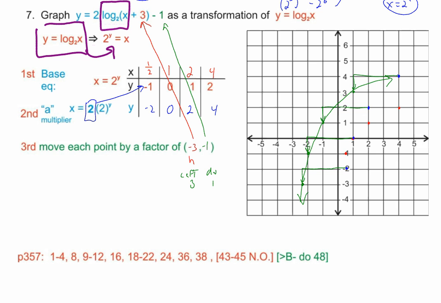If there is a multiplier, do step 2. If there's not a multiplier, you don't need step 2. This one has a multiplier out front, right? That 2. Therefore, we've got to do the second step, and multiply each y value, each output, by 2. That gives us the blue points. Now, lastly, do the translation, h and k. If there's only an h value, only move the points left or right. If there's only a k value, only move the points up or down. In this case, we had both. We had to go both left and down, and that gave us the curve.